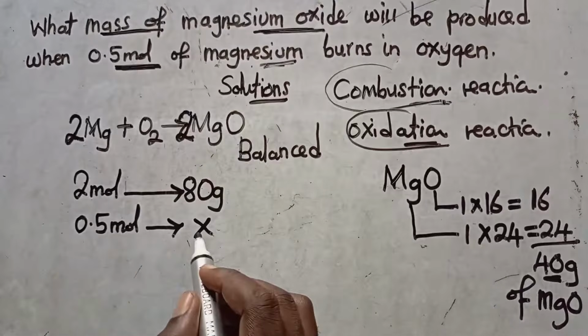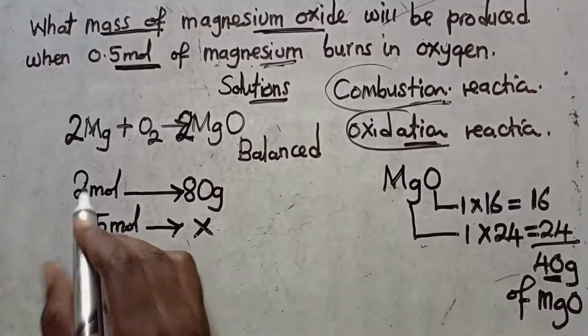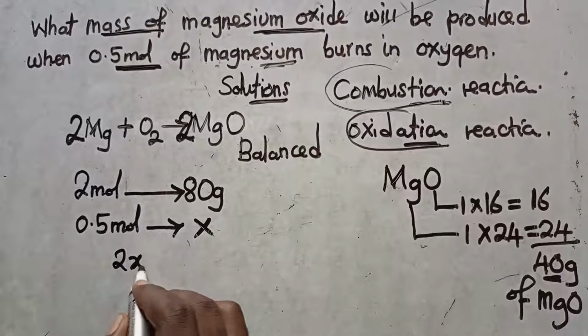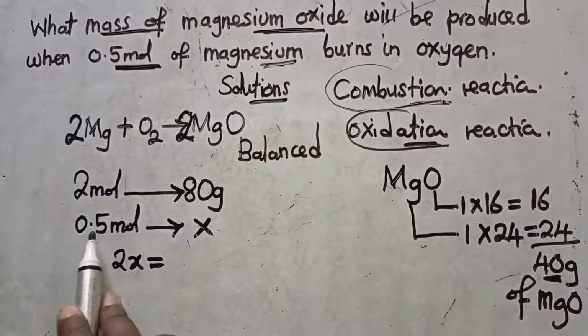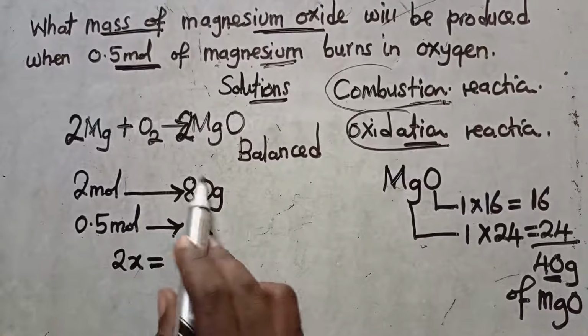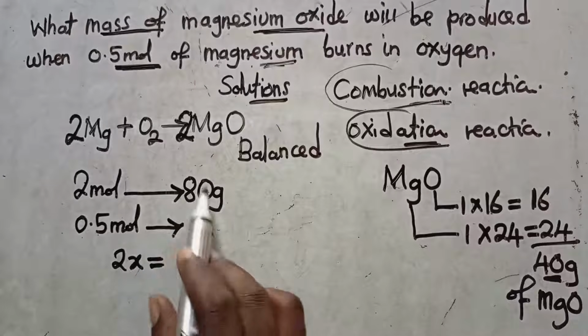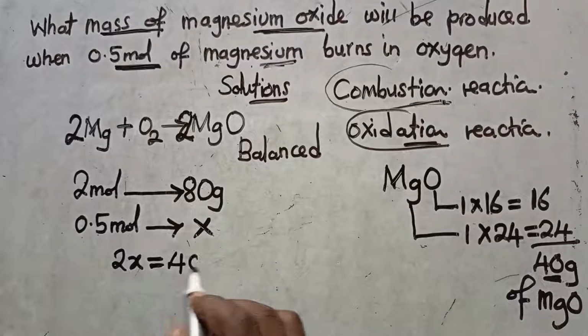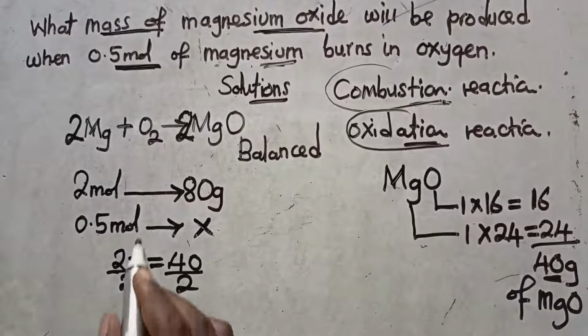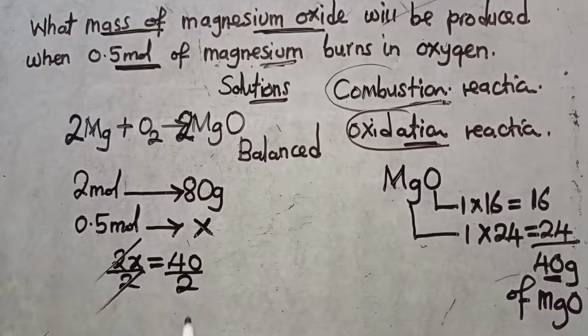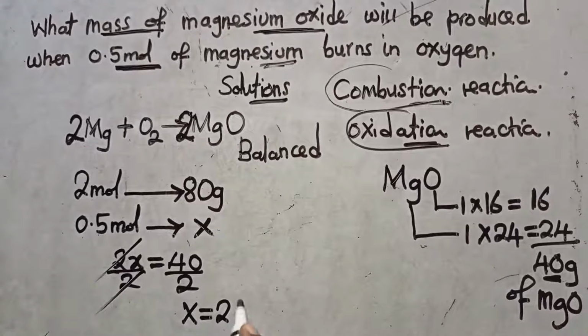You now find this value of X. So X times 2, that is 2X, is equal to 0.5 times 80, which is just the same as 40. When you multiply there, you are going to get 40. Then you say over 2, even there over 2. This cancels. You are going to have X, which will be equal to 20.